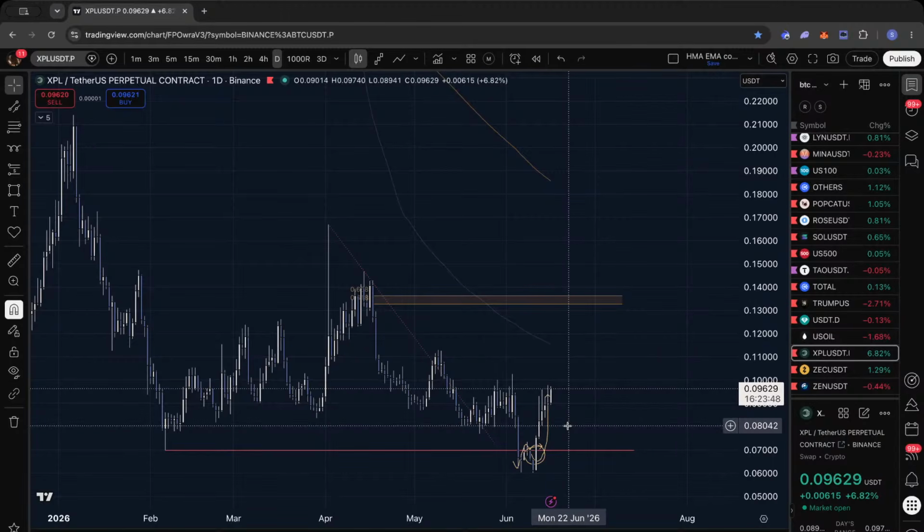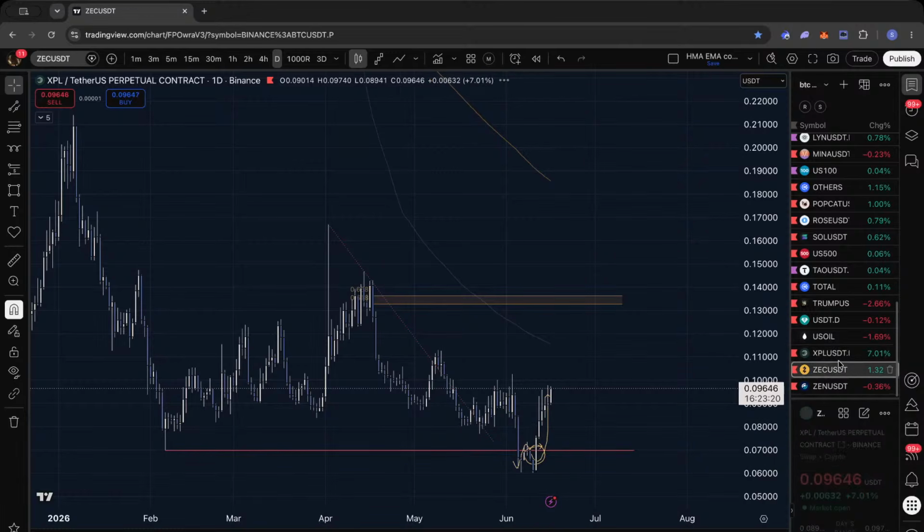XPL, it had a really nice reclaim, which I discussed. I mentioned that if we get a reclaim with strength of that pivot low, then it's a pretty good setup. And there we go. It reclaimed. I did manage to buy something. 0.5. As I said, I'm not a big fan of altcoins for the moment, and I will not allocate too much risk towards them.